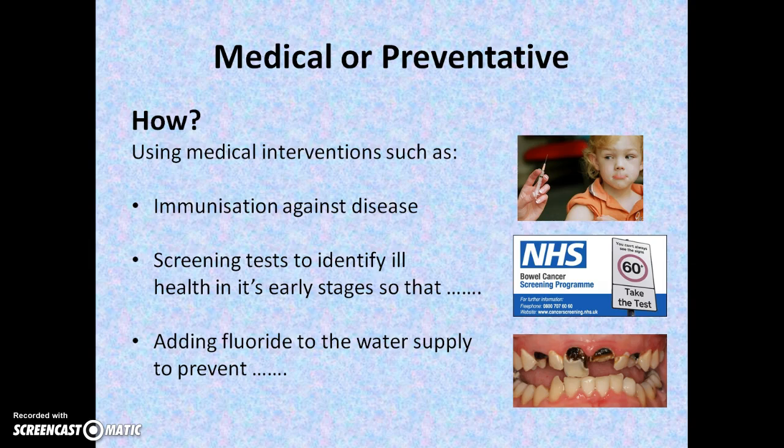So how do they do it? Well, the medical approach uses medical interventions, some of which you've probably had already. A number of medical interventions you'll have already had in your life, and some you'll have in the future. So things like immunisation against disease. You'll have had childhood immunisations when you were younger. So, for example, you probably all had the mumps, measles and rubella vaccination. That's a way of protecting us against disease and promoting good health. So that's part of the medical approach.